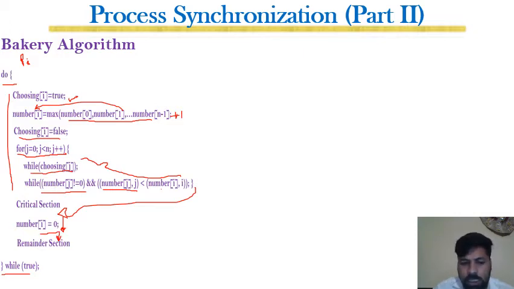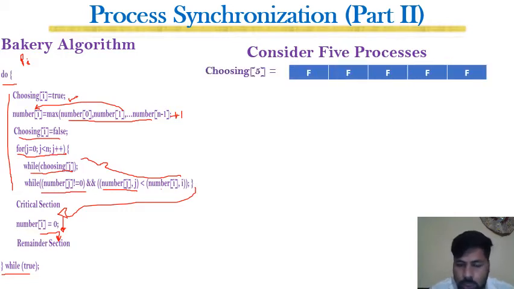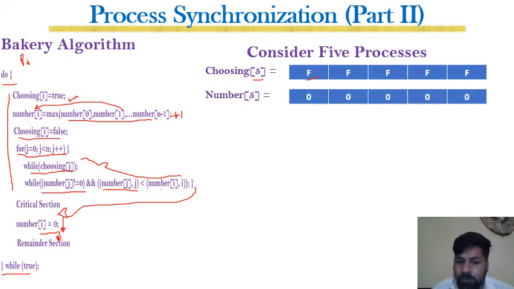Initially, when the system is loaded, consider five processes. Both the choosing array and number array will be assigned. The choosing array will be assigned all false values, while the number array will be assigned all zeros. Just like here, the choosing array will become false, false, false, false, false, because there are five processes, so the size of choosing is 5. For five processes, a size-five array named choosing will be made, and all those entries will become false. Similarly, the number array of size 5 will be declared and initialized with all zeros, right? So this is how the algorithm initializes.